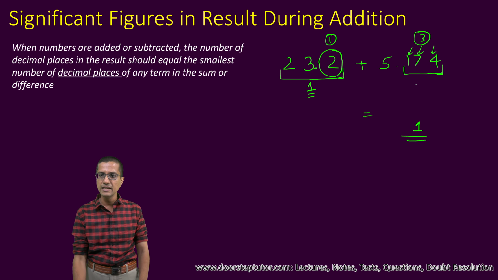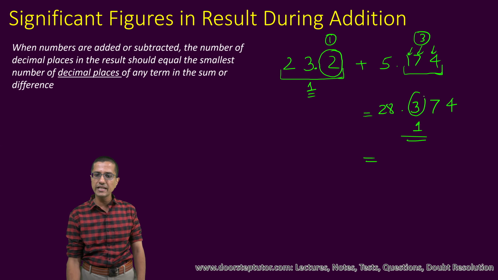my final answer. But if you compute this to infinite accuracy, this will come out to be 3, and then 28. So this is what it would be, but I need to round this off to a single decimal place, and this will become 28.4 after the rounding.